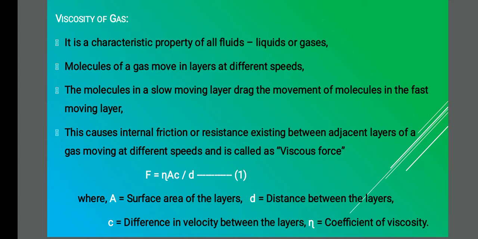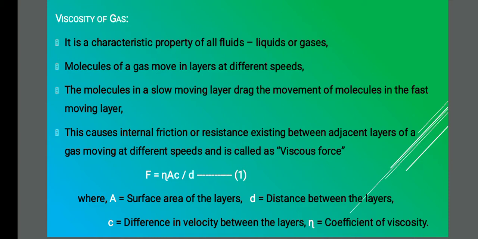Eta AC divided by D, where A is the surface area of the layers, C is the difference in velocity between the layers, and D is the distance between the layers, and eta is the coefficient of viscosity.